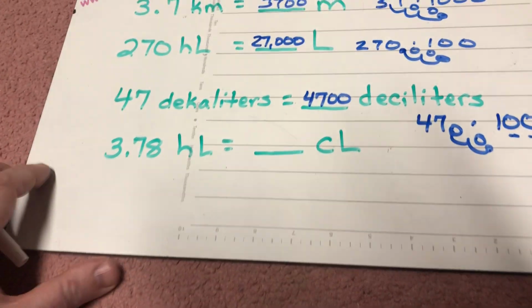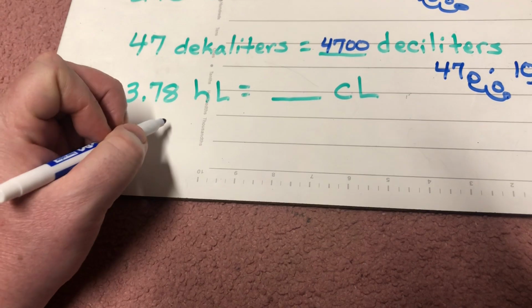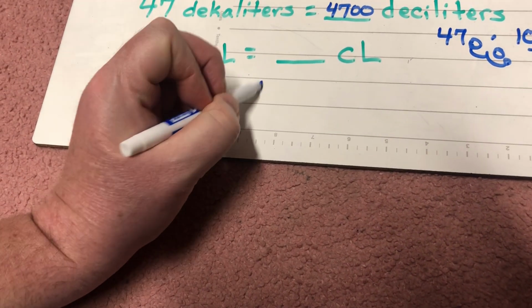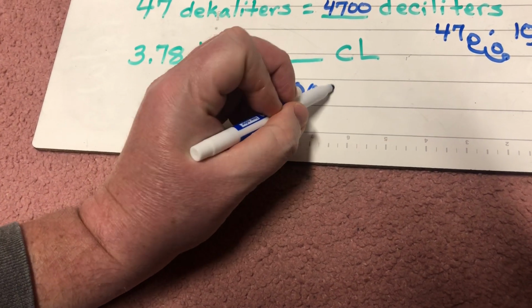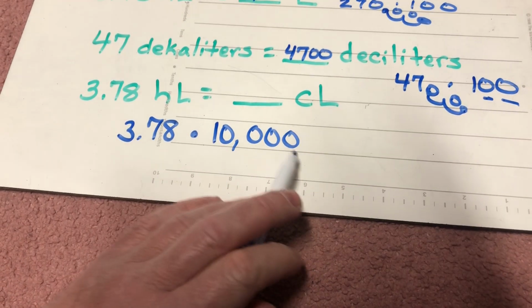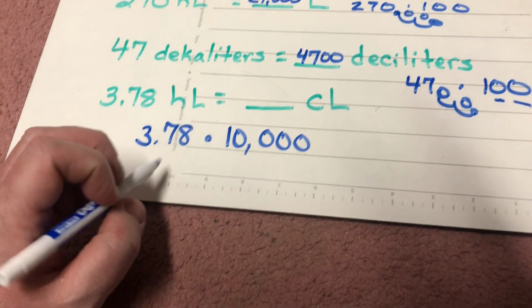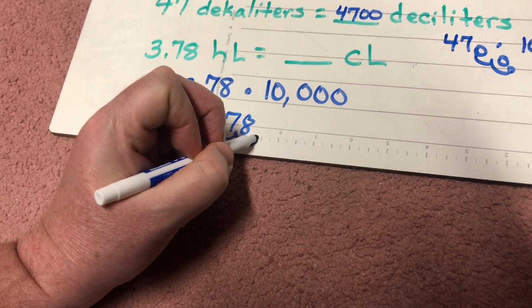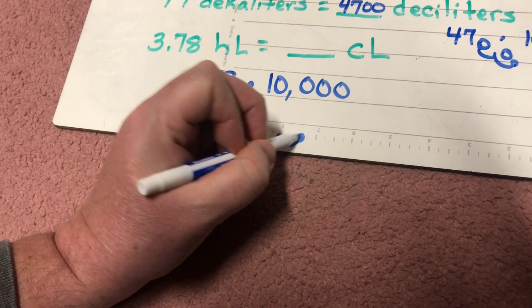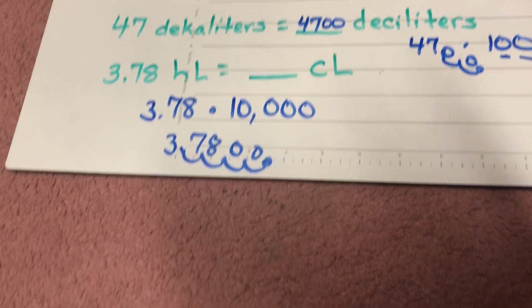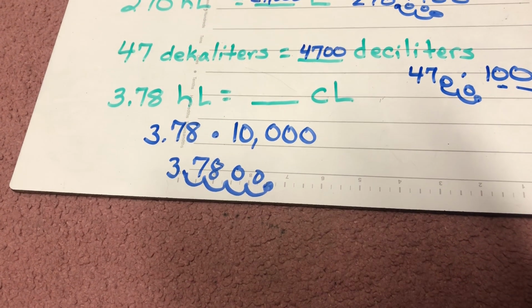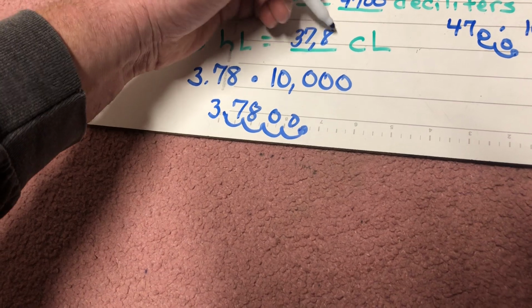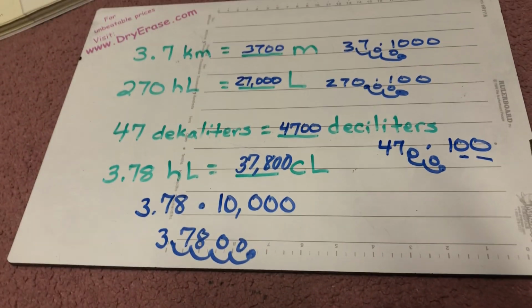Well, the number of hectoliters is 3.78, and I'm multiplying that by 10,000. Well, there are 4 zeros here, so I need to move my decimal 4 places to the right. Once, twice, 3 times, 4 times. Fill in these empty spots with zeros. Looks like I get 37,800.